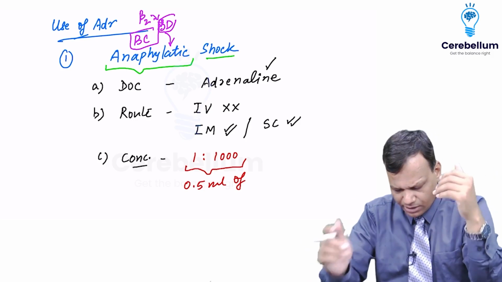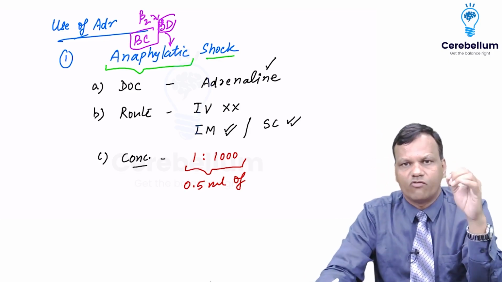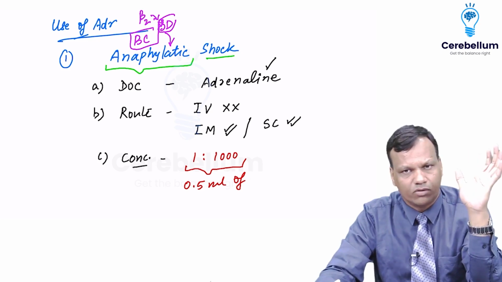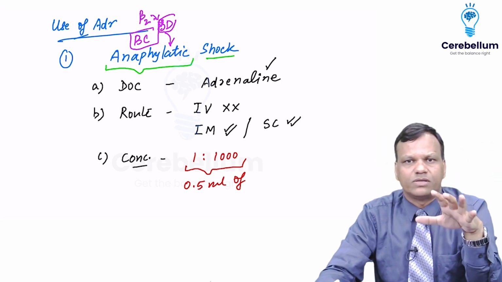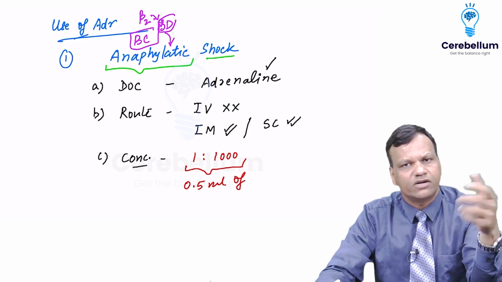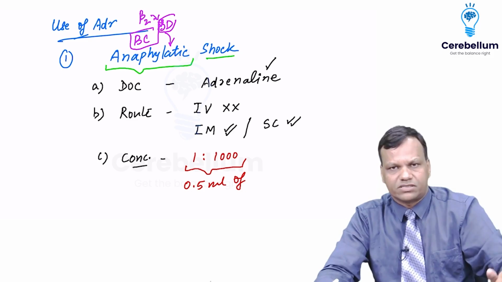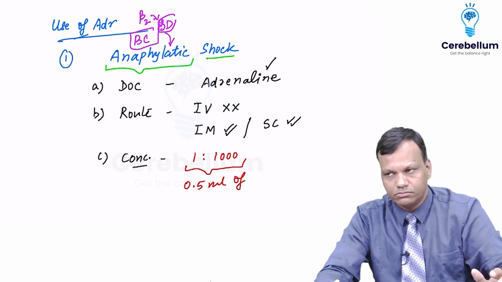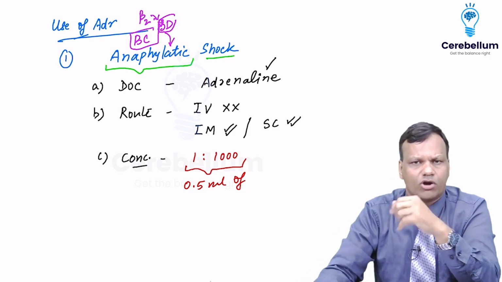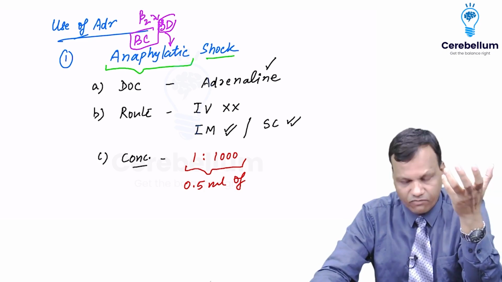Now the patient has anaphylactic shock, and we have given 0.5 ml of 1:1000 solution of adrenaline by intramuscular route. 99% of the patients will get all right. The anaphylactic shock will be reversed, everything will become all right. But suppose there is 1% who do not respond. The person is not responding, BP is not increasing. So what will you do?